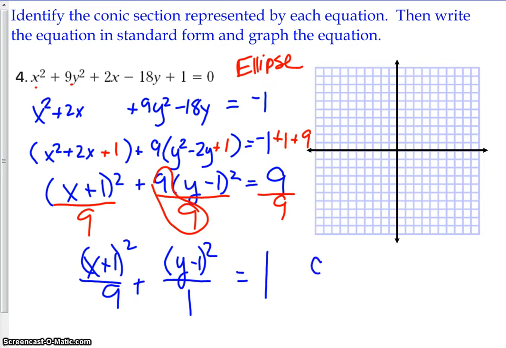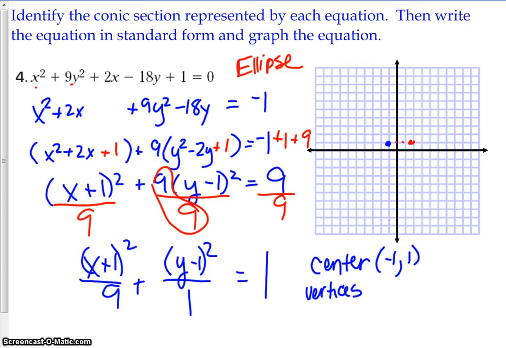So what I know here is I can look at it and tell you my center, my h and my k. My center is at -1, 1. There's my center. From my center, I want to have 4 vertices. So I'm going to talk about my 4 vertices here. I'm going to go from my center, in the x direction, the square root of 9, or 3 units to the right and to the left.